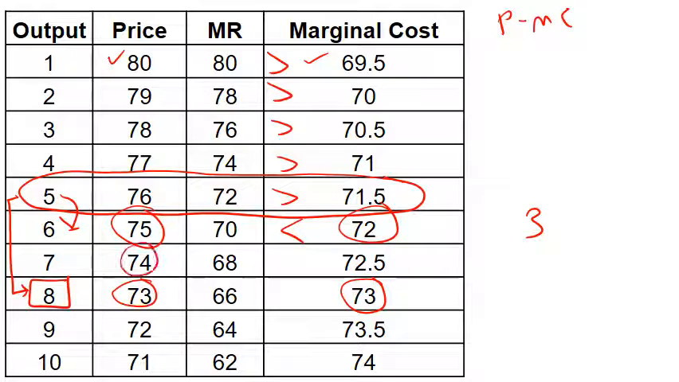Then we got 74 minus 72.5. That's 1.5. Social welfare increases by 1.5 when output goes from 6 to 7. And then 7 to 8, we get a net gain of 0. We add them up, 4.5. The increase in social welfare or social efficiency when output goes from 5 to 8 is 4.5. The deadweight loss of producing 5 instead of 8 is 4.5.